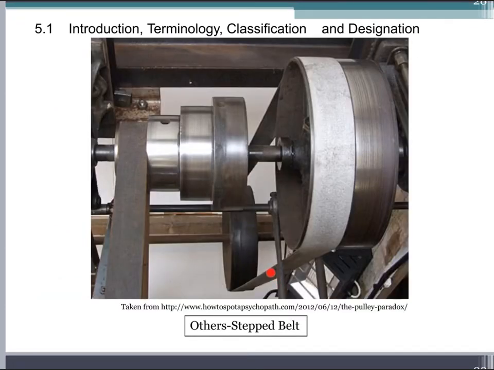So this is the example of a step belt drive system. You can see here this is the belt, and the pulleys are stacked in terms of increasing diameter.